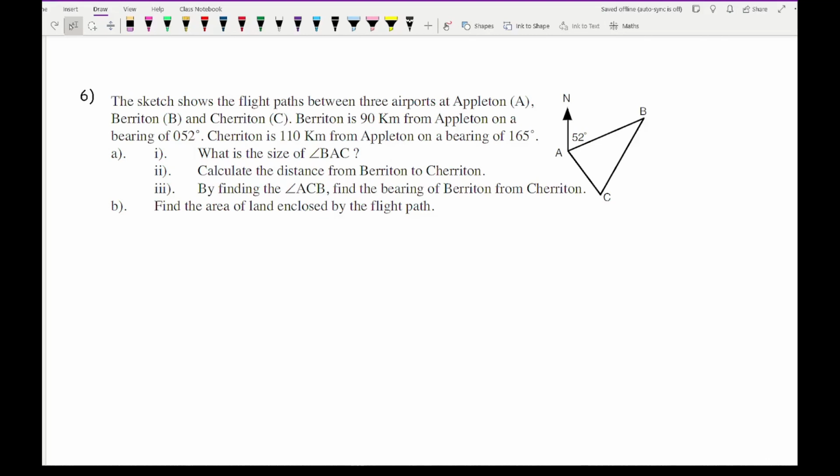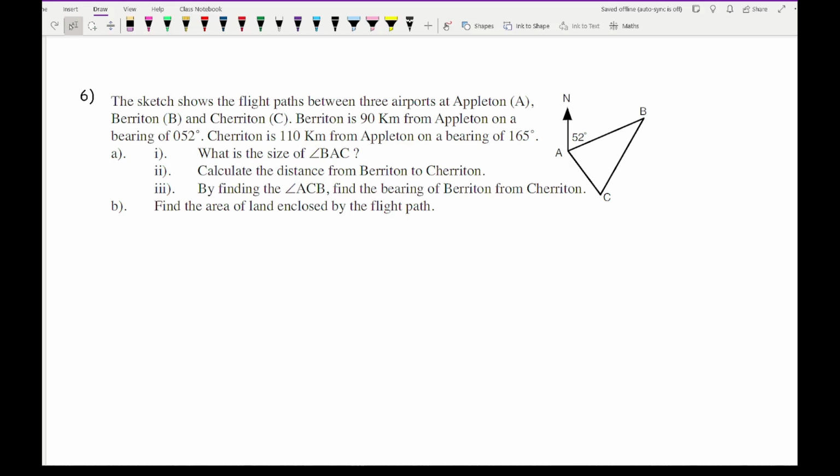So moving on to our last example, it says the sketch shows the flight paths between 3 airports: Appleton A, Berriton B and Cheriton C. Berriton is 90 kilometers from Appleton on a bearing of 052 degrees. Cheriton is 110 kilometers from Appleton on a bearing of 165 degrees. And part A, let's work out these separate bits.